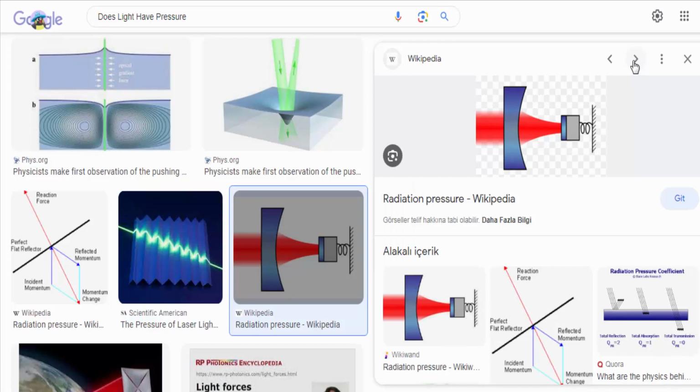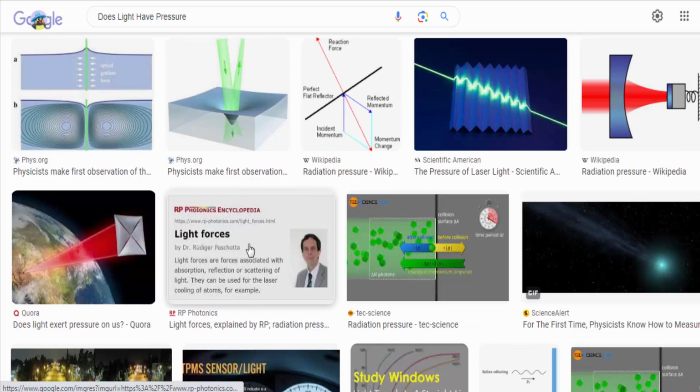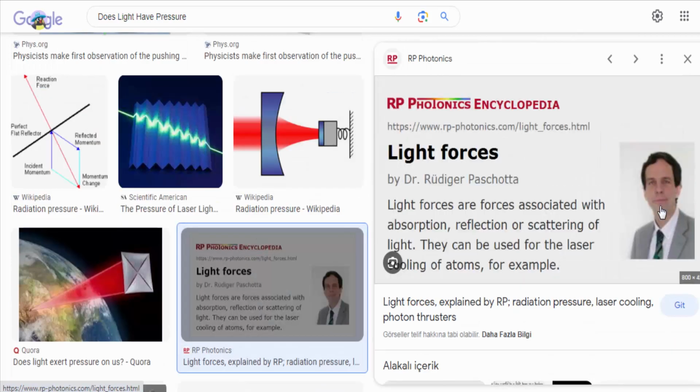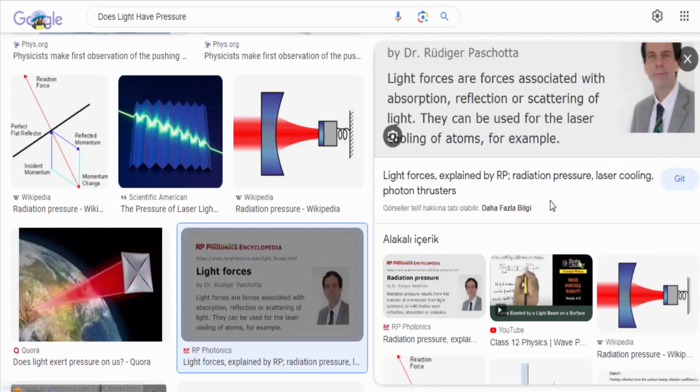When a photon is absorbed or reflected by an object, it imparts momentum to that object. The change in momentum per unit time results in a force, and when this force is distributed over the area of the object, it gives rise to pressure.